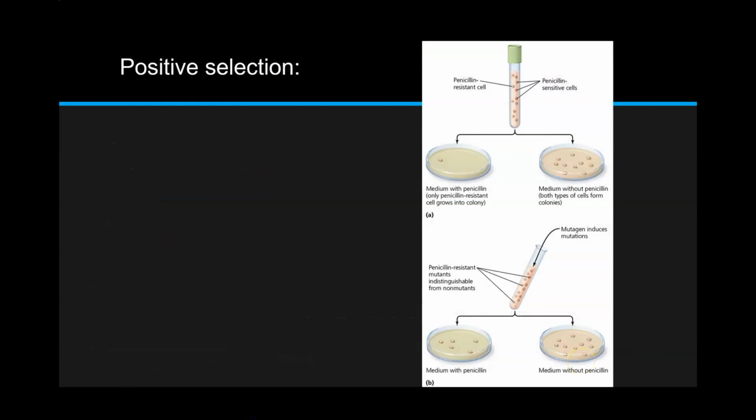This figure shows a type of positive selection. Media without the antibiotic allows all the bacterial cells to grow. Medium with the antibiotic allows only the transformed cells to grow.